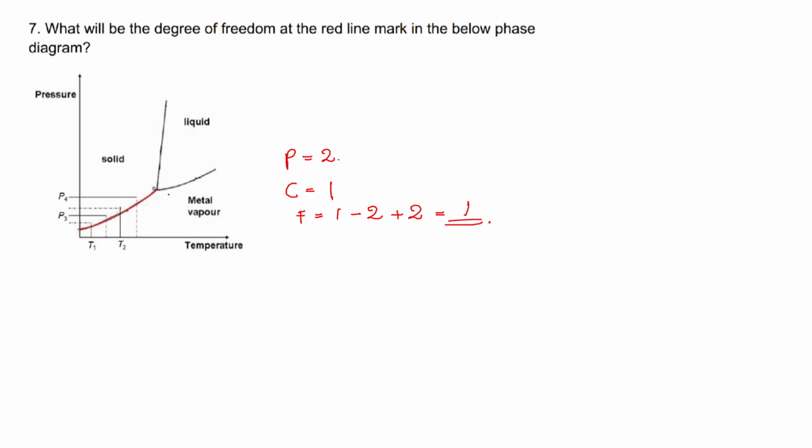Okay, now let me ask one question. What will be the degree of freedom at this point? 0. How? There are three phases. It's an invariant point. So instead of minus 2, if we put minus 3, then the answer will be 0. That is good. So this kind of question can also come. So 1 minus 3 plus 2 you will get at the triple point. Then it will be 0.